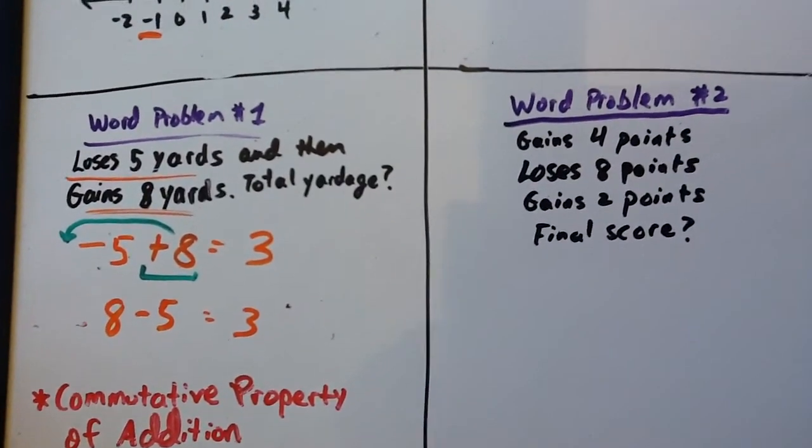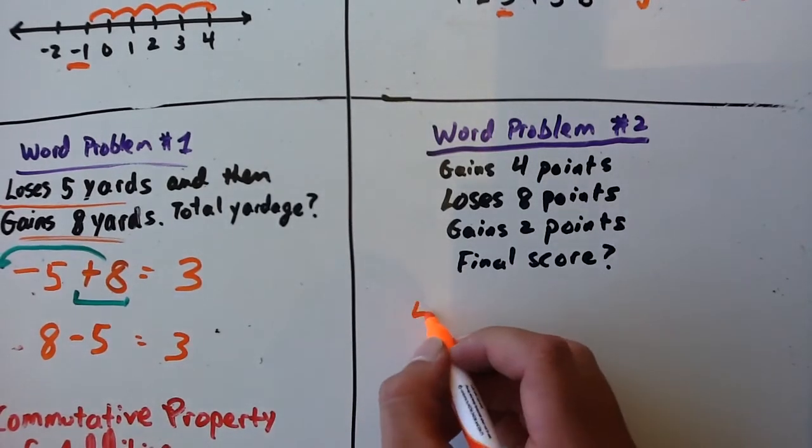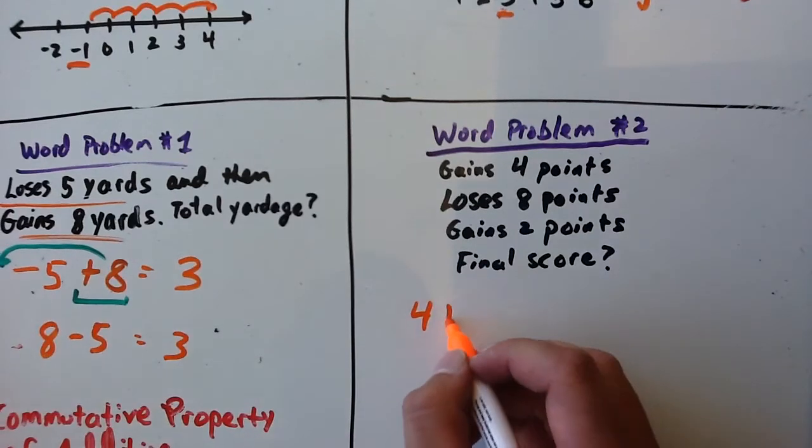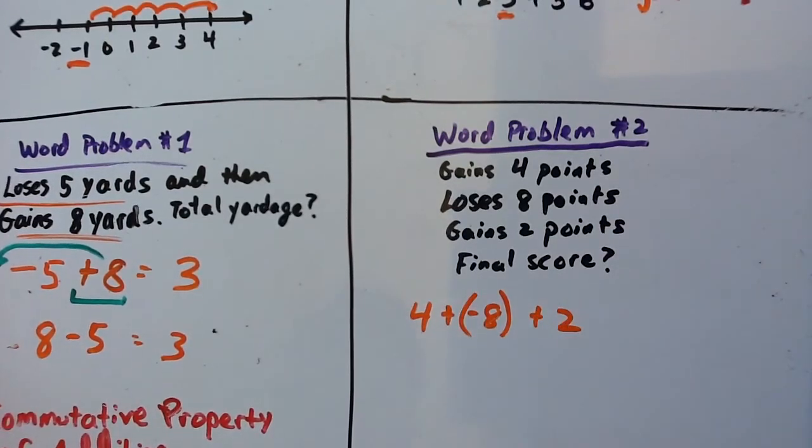Here's another word problem for you. Mark is playing a game. He gains 4 points, loses 8 points, and gains 2 points. What's his final score? Well, if he gains 4 points, that's positive. He loses 8, so I'm going to add a negative, right, because he loses 8. Then he gains 2 more, so positive 2. Now, what's his final score?